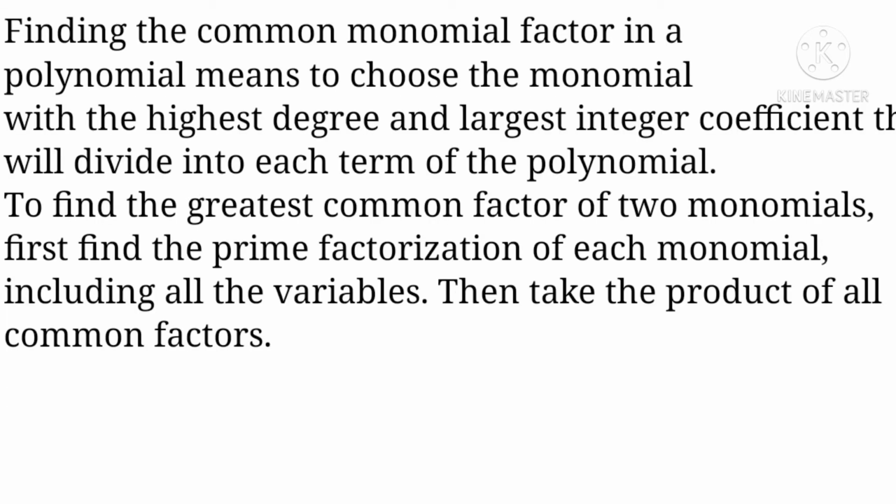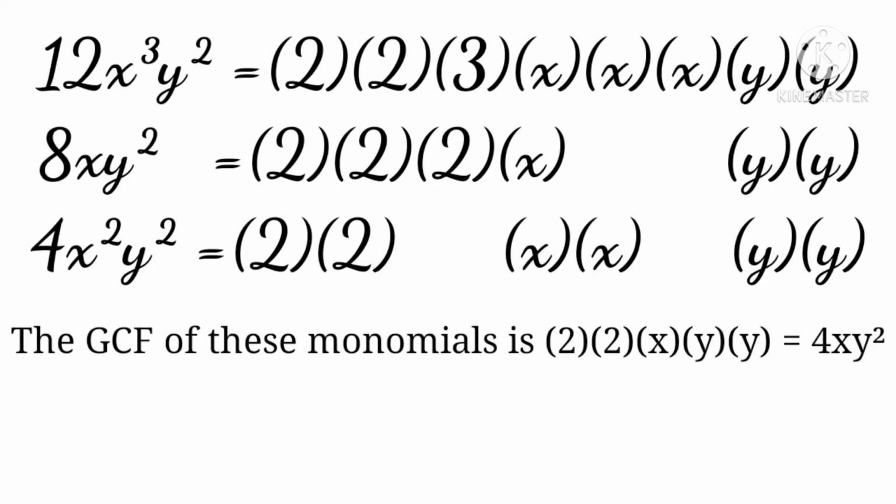Finding the common monomial factor in a polynomial means to choose the monomial with the highest degree and largest integer coefficient that will divide into each term of the polynomial. To find the greatest common factor of 2 monomials, first find the prime factorization of each monomial, including all the variables. Then take the product of all common factors.